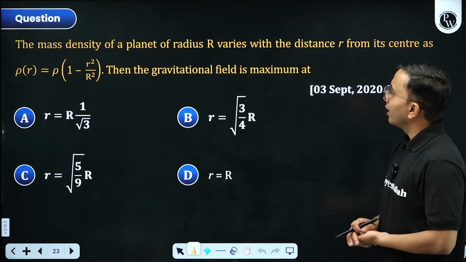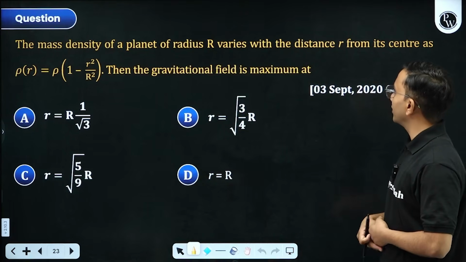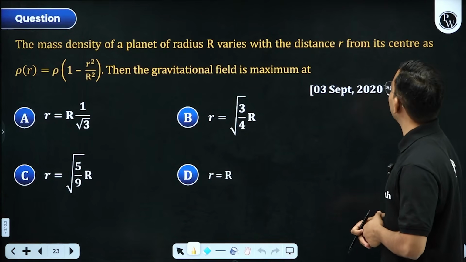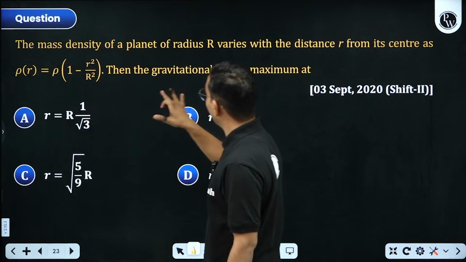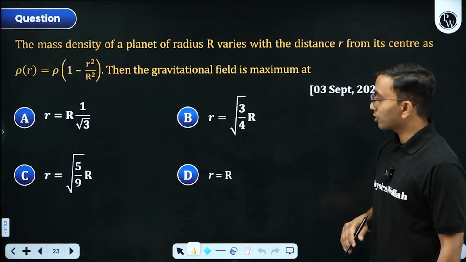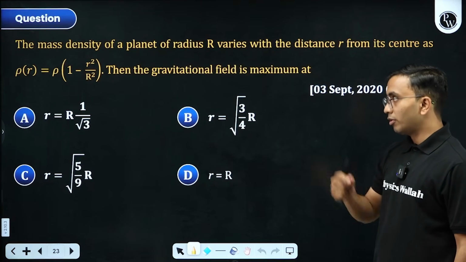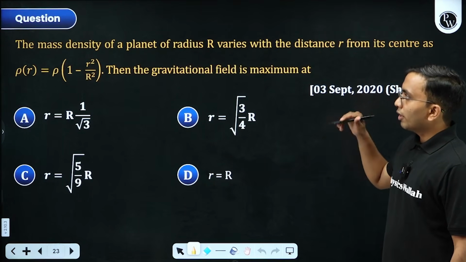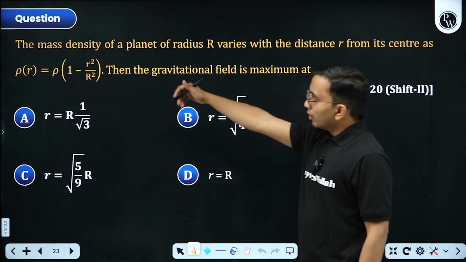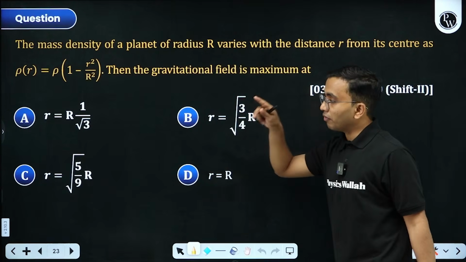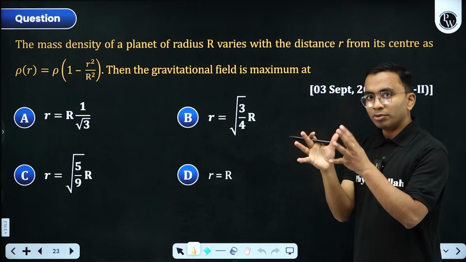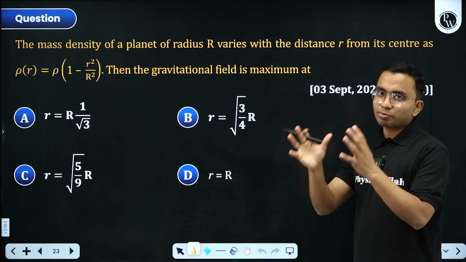We'll come to that. Now here the mass density of a planet of radius r varies with the distance r from its center, as this is how the density is varying. The gravitational field is maximum at where the gravitational field will be maximum. Now we need to write gravitational field as a function of distance r first, and then we'll see at what particular value of r that expression will be maximum.